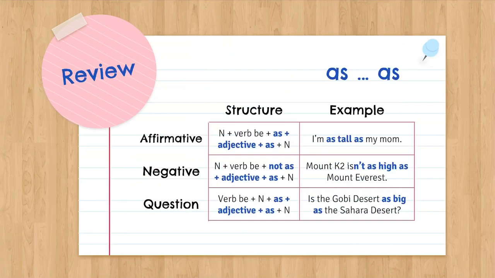In a question, we have the verb be, the noun, the word as, plus the adjective, plus as, plus noun. For example, is the Gobi Desert as big as the Sahara Desert?